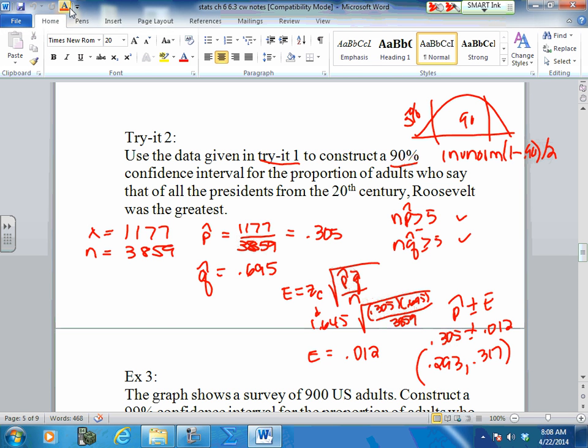All right, and again, you're going to be 90% confident that your population proportion is going to fall between 29.3% and 31.7%. That's why you do all this. You infer this information about your population. Questions?